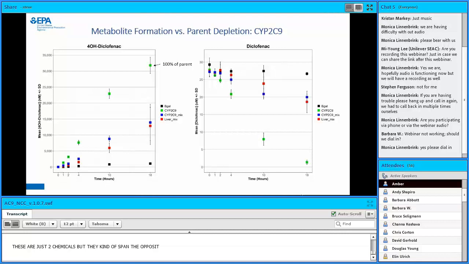It should be pointed out that the Vmax for the 2C9 reaction with diclofenac is about 10 times higher than the Vmax for testosterone and CYP3A4. So even if we got great import of testosterone into CYP3A4, we wouldn't expect to see a lot of clearance of testosterone over 18 hours just because the Vmax is lower. And that's just the kinetics of the reaction. There's really nothing we can do about that.